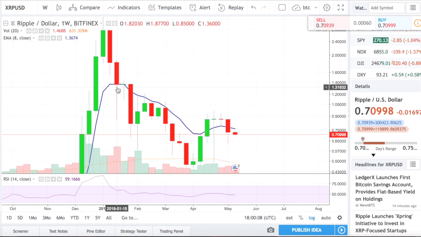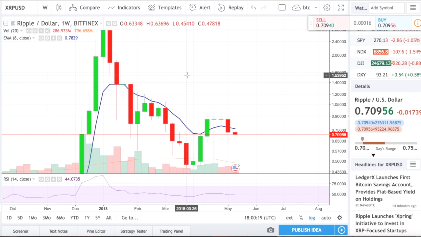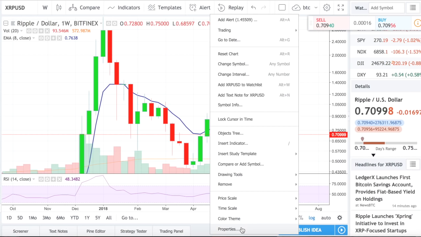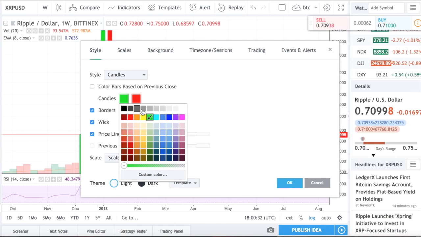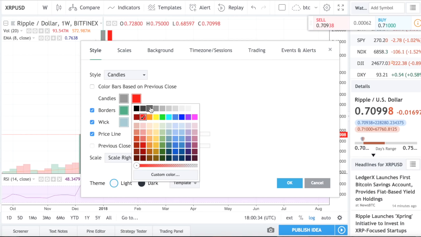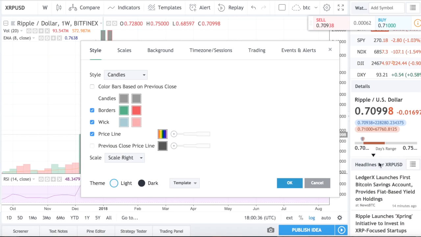So the best traders actually change the color of the candles to just a plain gray. And I actually do this too, but in order for me to show you and make myself clear, I just changed it to red and green. But this is how you do it, guys. You go to properties, you go to candles, you put it in gray, and you put this one in gray too. Very simple. You click OK.